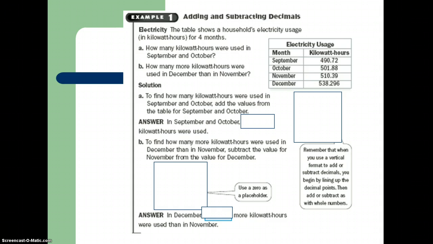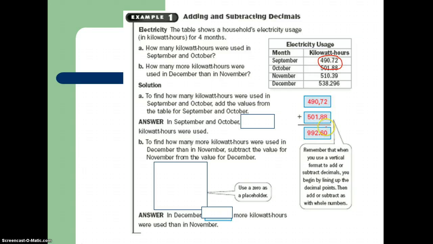In example 1, the table shows a household's electricity usage for 4 months. How many kilowatt hours were used in September and October? To find out how many were used in September and October, we add them together. Remember, when you add decimals together, you line up the decimal points.